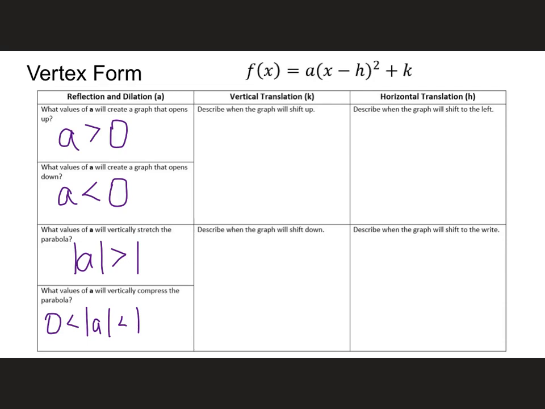Now your vertical translation, that's your k value. The graph will shift upward when k is positive, so when k is greater than 0. And it will shift down when k is less than 0. So when k is negative at the end of the equation, if you have minus, then that means your graph is going to shift down.